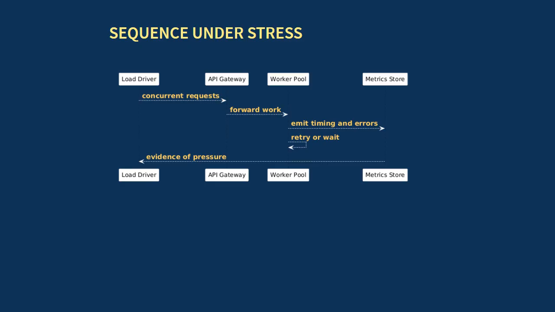Let's follow the stressed workflow. A load driver sends concurrent requests through the API gateway, the worker pool processes them, and the metrics store records timing and errors, while the worker may wait or retry. So the waiting itself is part of the evidence? Yes. Controlled delay is not failure by itself. It becomes meaningful when it shows the system is still preserving the invariant while under pressure.